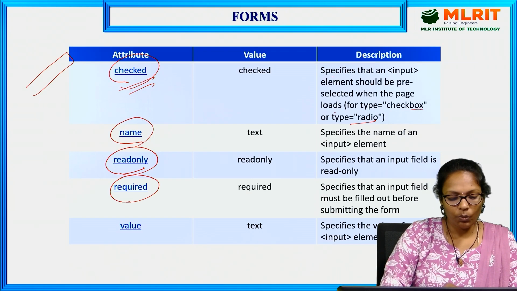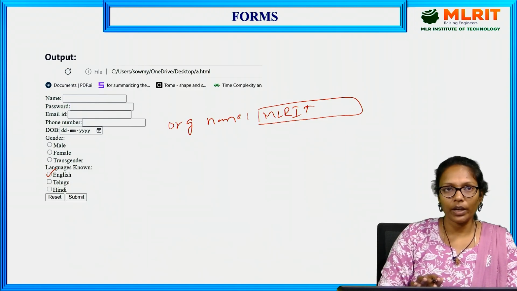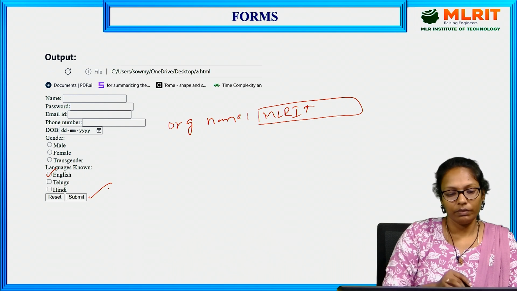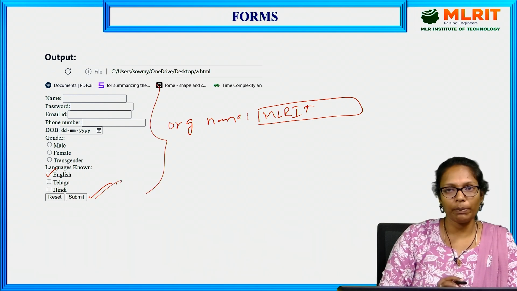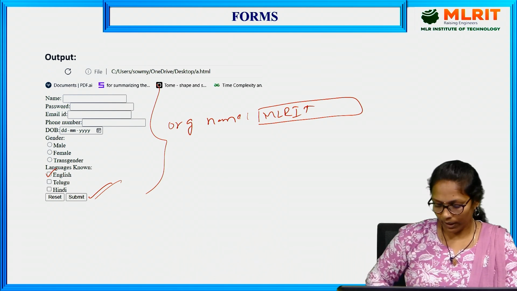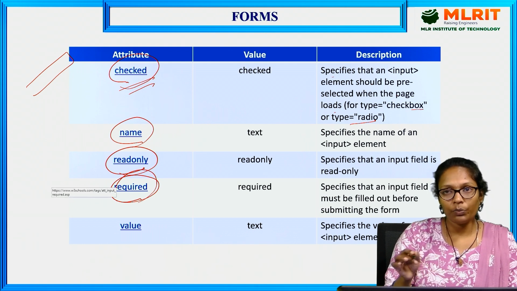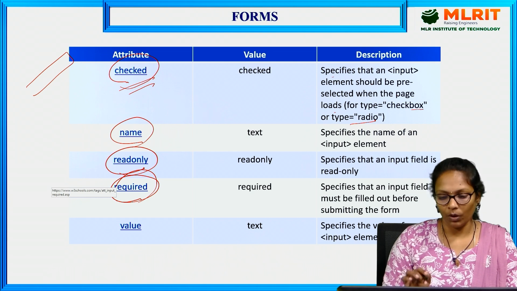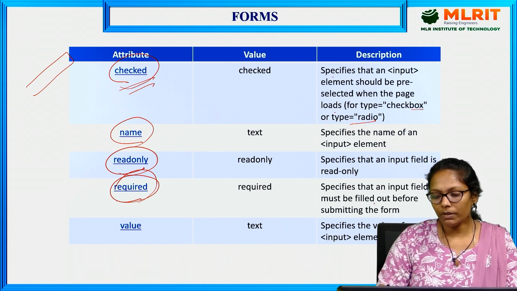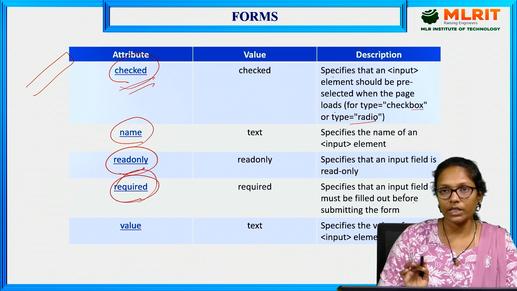So next is required. So if I don't write the required attribute, for example, here these are all not required, right? Still I can submit. Without entering any of these details, I can click on submit. The form will be submitted. If I am connecting to the server also, the form will be submitted. Why? Because these are all not required. These are all not mandatory. But if I write required at the end of the tag, so that field is required. Without entering that field, you can't submit your form. So it specifies that the input field must be filled out before submitting the form. If it is filled, then only the form will be submitted. Otherwise, it will not be submitted.